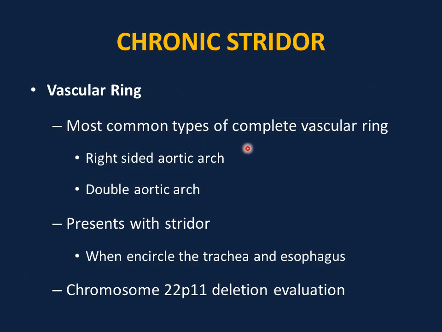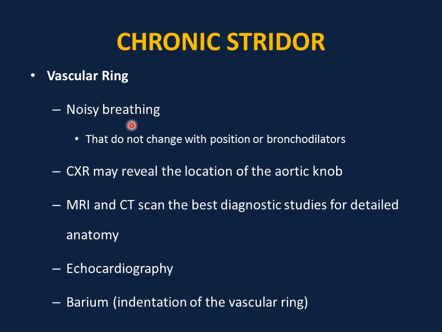Vascular ring. The most common types of complete vascular ring are the right-sided aortic arch and double aortic arch. It usually presents with stridor after birth when the vascular ring encircles the trachea and the esophagus. Any patient with interruption or abnormalities of the aortic arch, or who presents with vascular ring, should be investigated for DiGeorge syndrome, 22 chromosome 11 deletion. Vascular ring usually presents with noisy breathing after birth. This noisy breathing or stridor does not change with position or bronchodilator, and this can make the difference between laryngomalacia or tracheomalacia and stridor because of vascular ring.